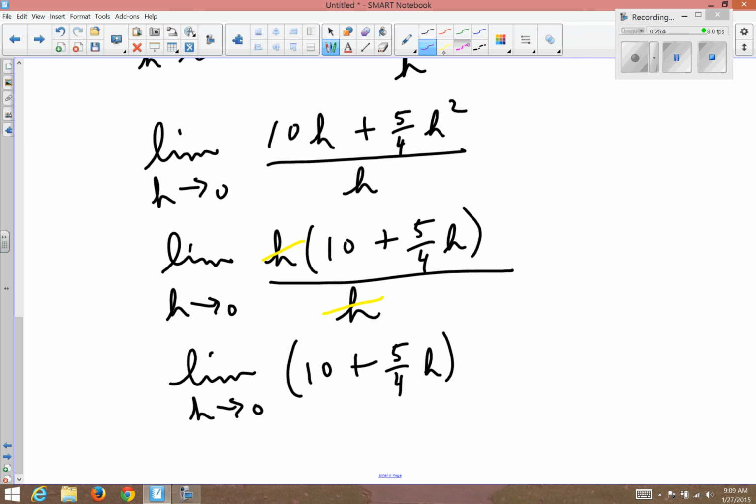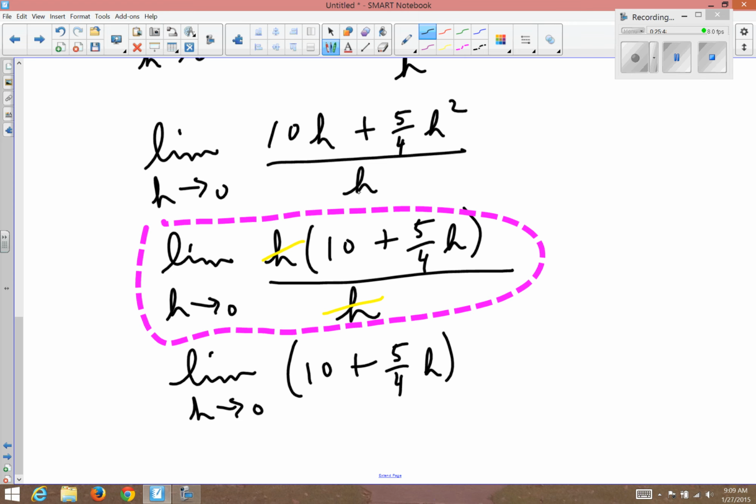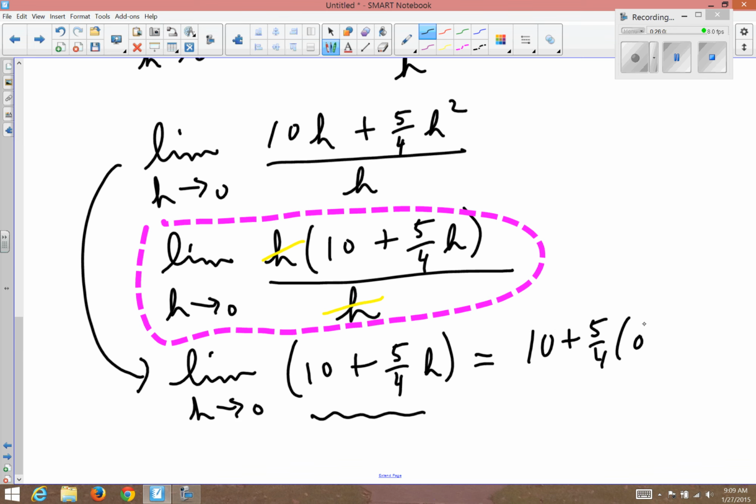Lots of people will completely skip this step because they can do this division mentally and go right from here to here. 10h over h is 10. 5/4 h squared over h is 5/4 h. And the limit of this as h approaches 0 is 10 plus 5/4 times 0. H is approaching 0. And 10 plus 5/4 times 0 is 10.